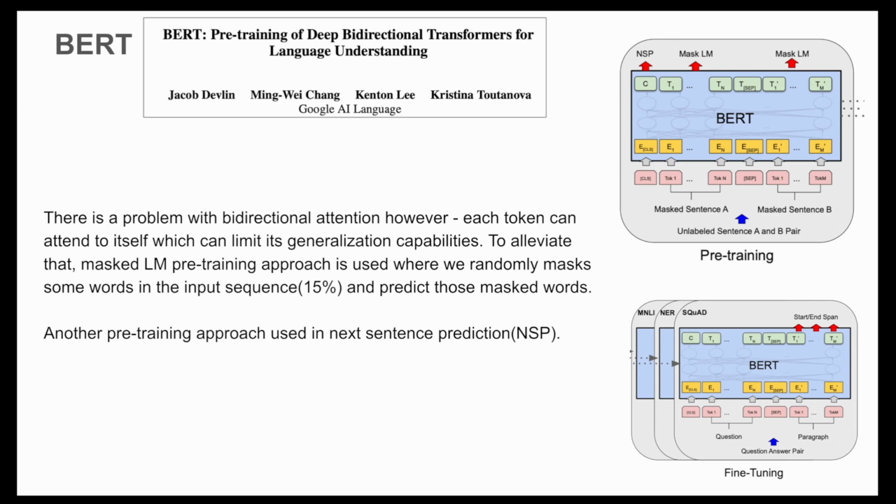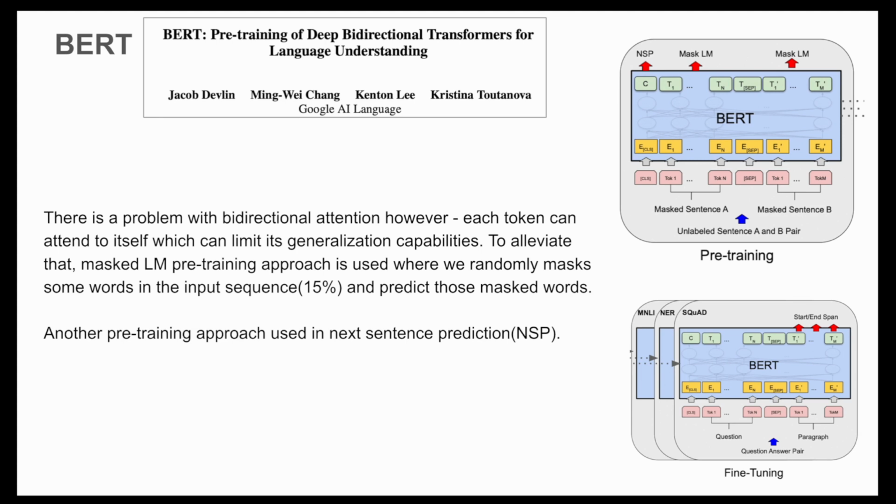But there is a problem with bidirectional attention. If every token is attending to every other token, then there's a possibility of each token attending to itself. And this can result in a problem. It can limit the generalization capabilities of the model.